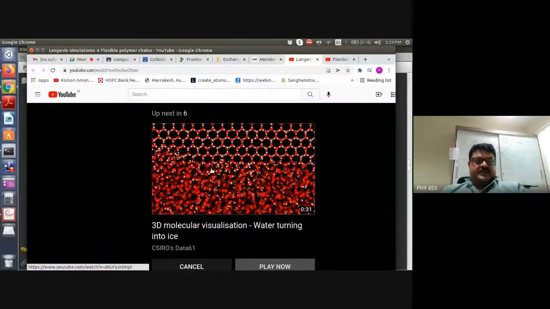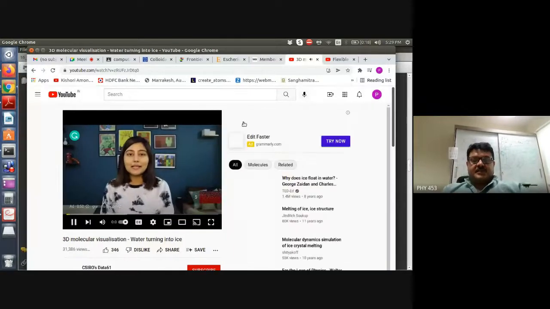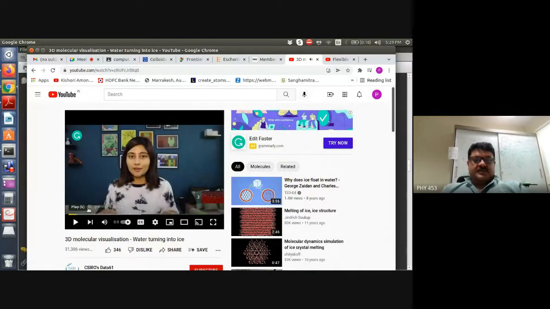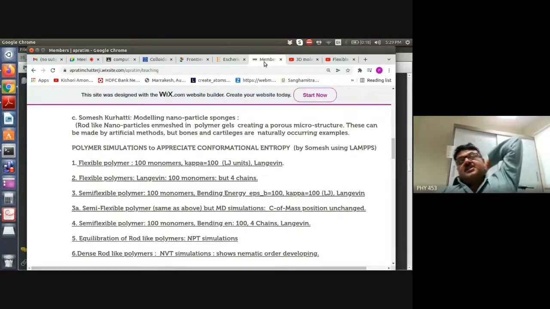So this is the basic. Now here we were considering flexible polymer chains, only bead and spring. But suppose you wanted to model some rigid chain like the DNA, where you don't want to consider all those chemistry, but you want to basically consider a stiff chain.